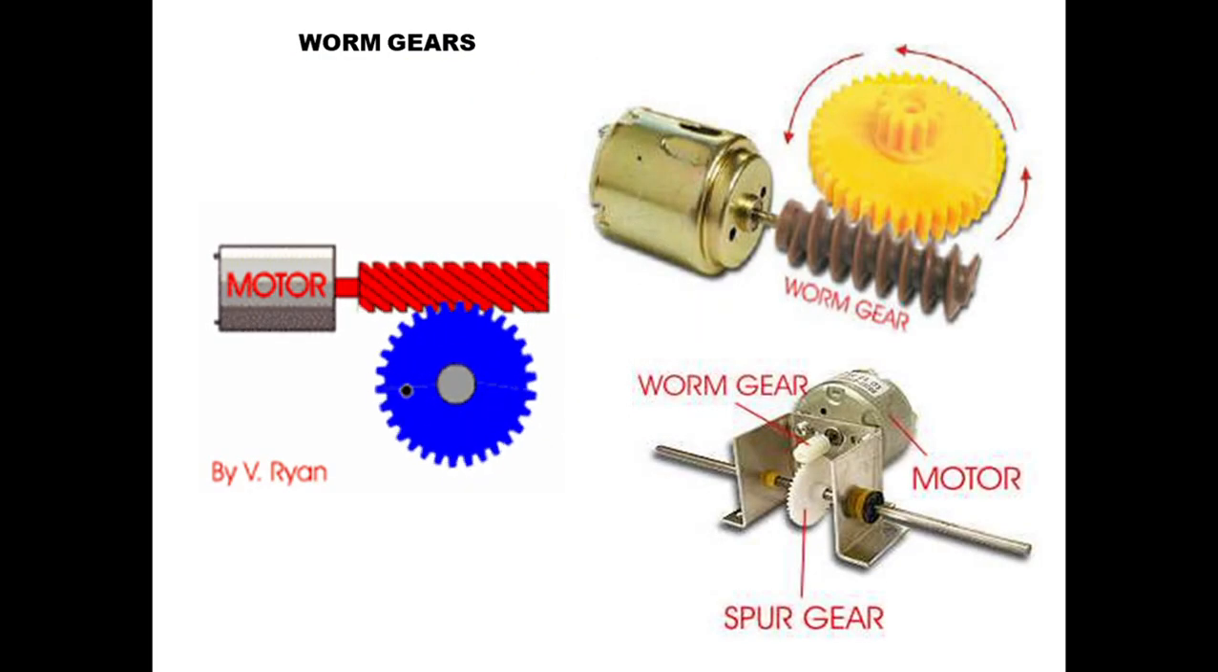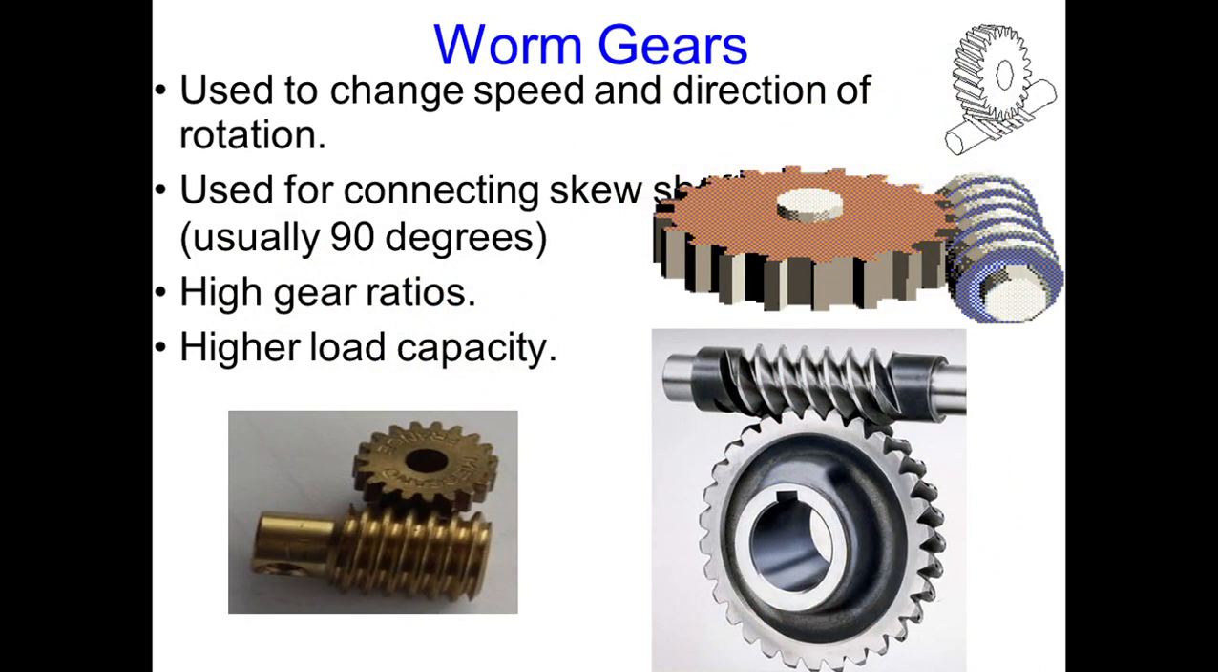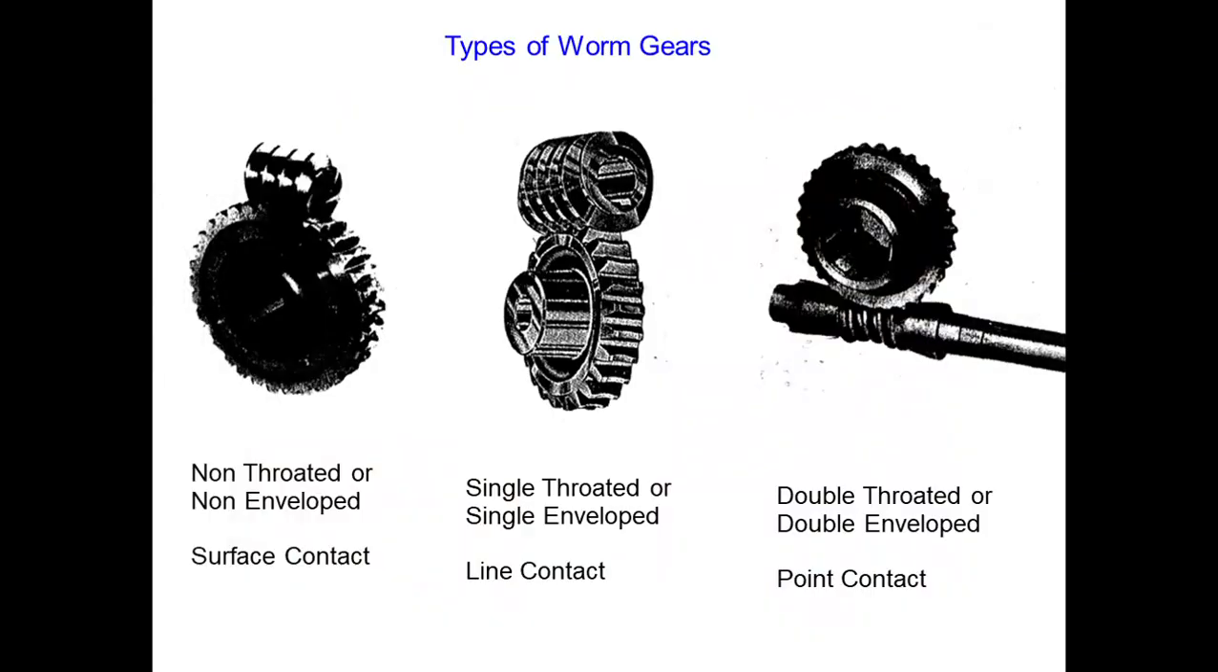Now what we have is something which is known as the worm gear. You can see here worm gears. These are used in motors and electrical systems, you will find them more. Worm gears are used to change speed and direction of rotation, used for connecting skew shafts, usually at 90 degrees. High gear ratio, high load capacity. So they have a higher load capacity.